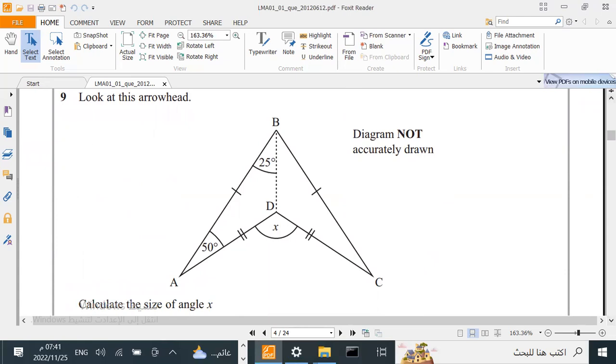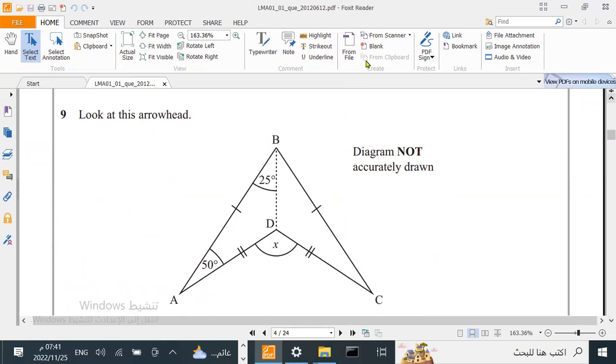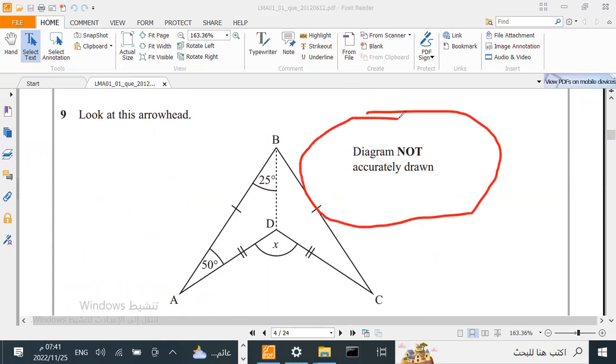I'll explain. First, do you see this? Diagram not accurately drawn. It means don't use the ruler. When they say don't use rulers, don't use protractors either, because here they're asking for an angle.